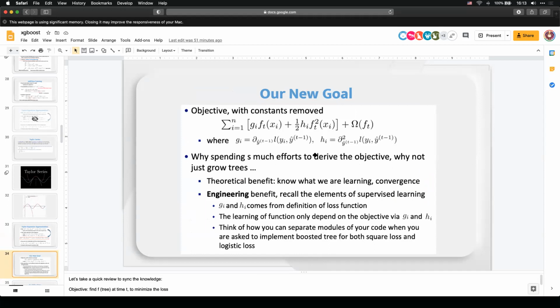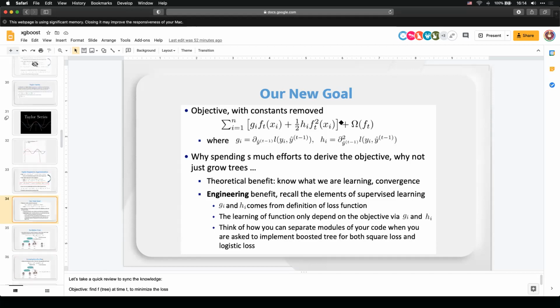So why spend so much effort to derive the objective? Why not just grow trees? I think the author gives a very good explanation of the motivation. We want to understand the theory. We want to know what we are learning. What is the condition of convergence? It also has an engineering benefit. I never implemented my own XGBoost, but if you need to, you can further modularize different components after fully understanding how the parts work with each other. With a better understanding of each step, of what we're actually looking at, you may be able to better define the classes and the functions, and then put them together into an algorithm.